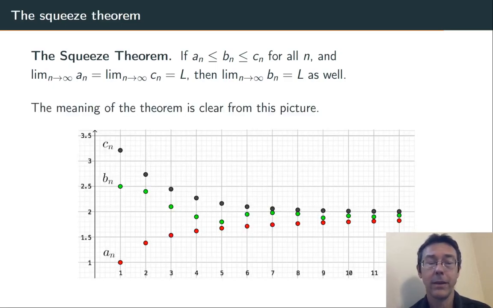Here's the picture. We have a_n on the bottom in red, less than or equal to b_n in green, less than or equal to c_n. So the picture is supposed to be showing that a_n and c_n are both converging towards something maybe a little bit less than 2. And the point here is that the green sequence b_n is also going to be converging to that value as well.